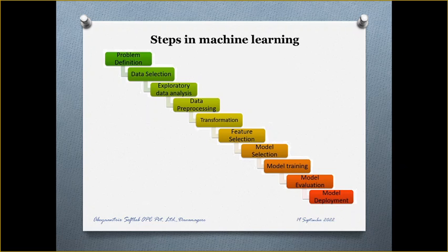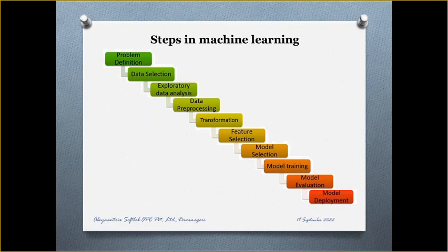So the formal steps that you have to follow while solving a problem using machine learning algorithms are here. Okay, so first we are going to define the problem. Next we are going to select the data, that is, whatever past data is needed for solving the problem.